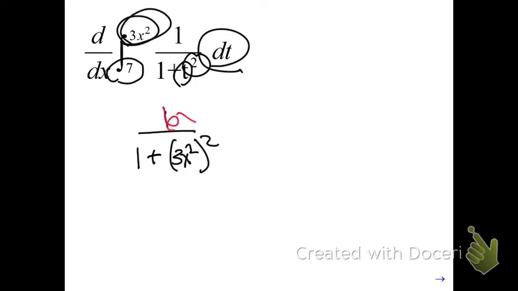So I'll just put that on the top. Now be careful. When you simplify this, it's 3x squared times another 3x squared. Make sure you square both the 3 and the x squared. So your final answer would be 6x over 1 plus 9x to the 4th. That's it. It's very, very easy to do. You just have to know when to do it.